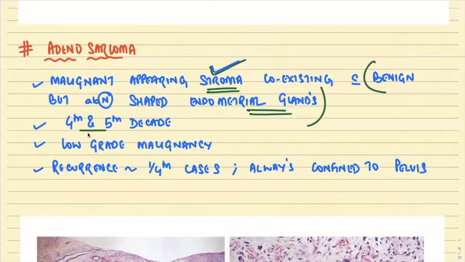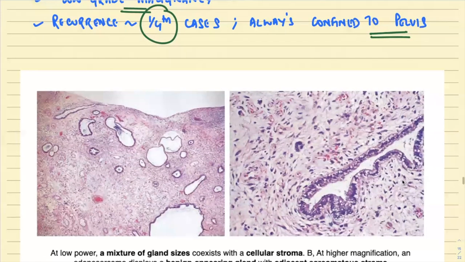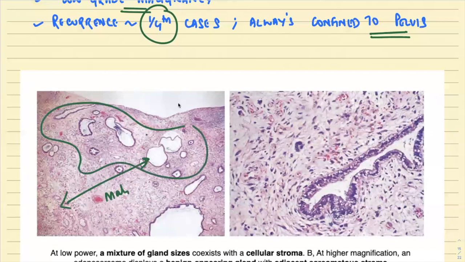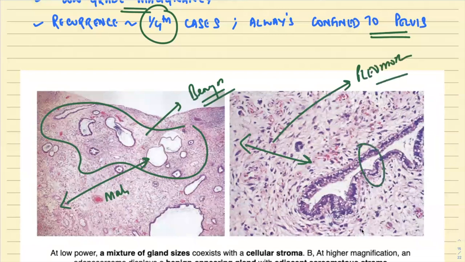Occurring in the 4th to 5th decade, it is a low-grade malignancy, one-fourth of cases can show recurrence, and it is always confined to the pelvis. What is very important over here is that the stroma is malignant, but the glands are benign. The only thing with regards to the glands is that they are abnormal in size and shape. You can appreciate the stroma is highly pleomorphic and malignant. So malignant stroma is there and you can see benign glands, but abnormally shaped. That is called adenosarcoma.